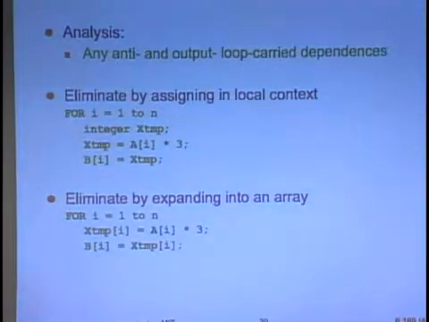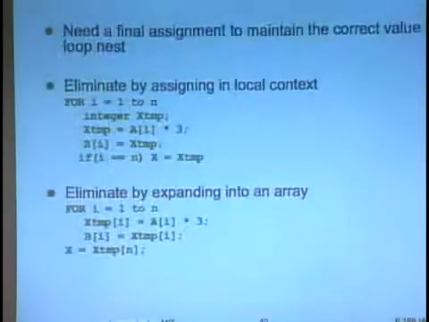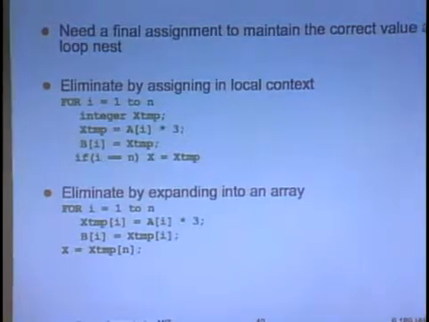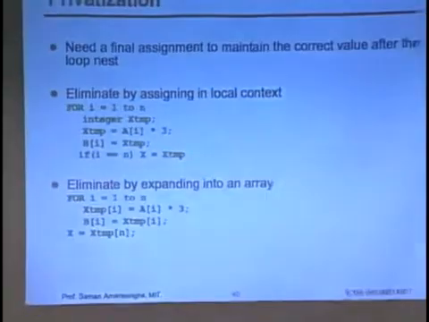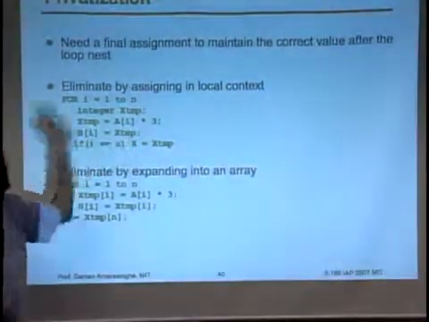I haven't done one thing here. I'm not complete. What have I forgotten to do in both of these cases? Yeah, because x was defined beforehand. Somebody might use x after the end of the loop. So what you have to do is finalize x. Because I had a temporary variable, the last value has to go into x.